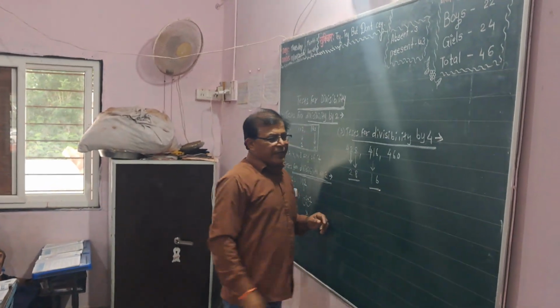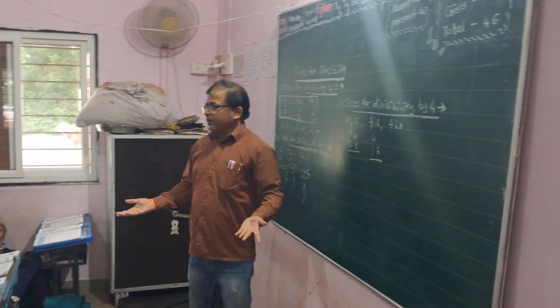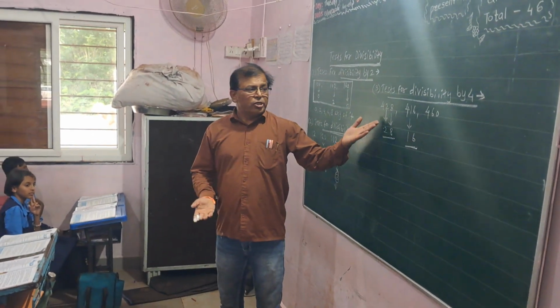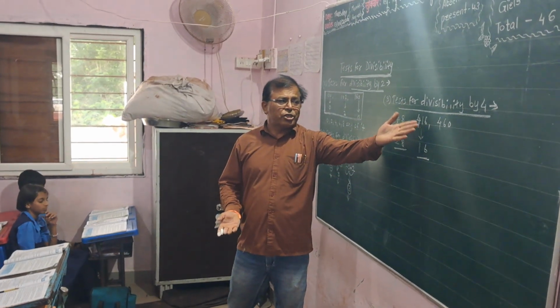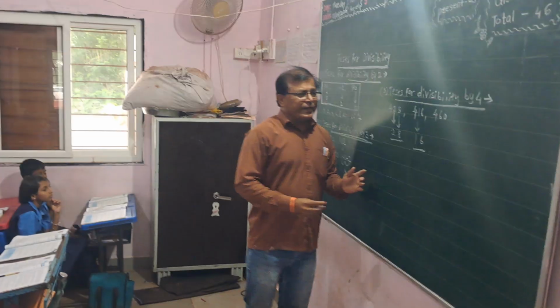Then we get the new number. This is 16. 16 is also present in the table of 4. Thus, this number 416 is completely divisible by 4. Now, the next number is here.